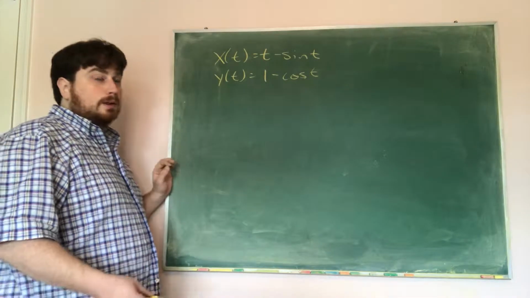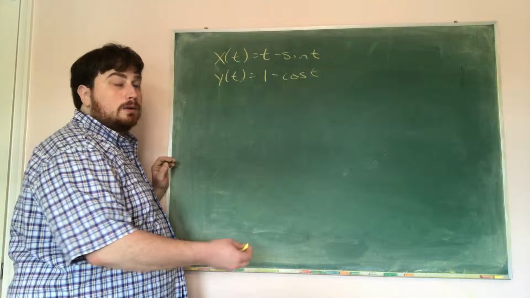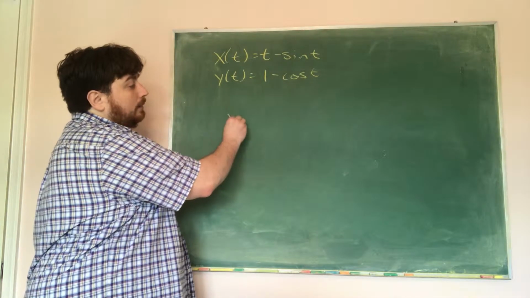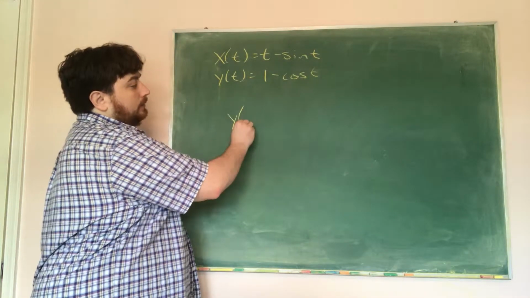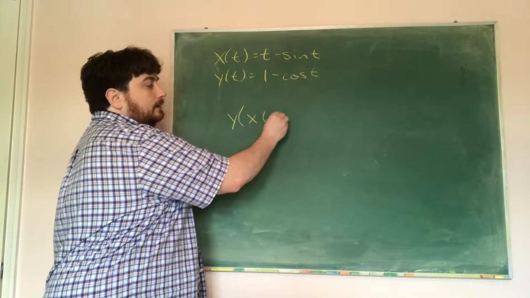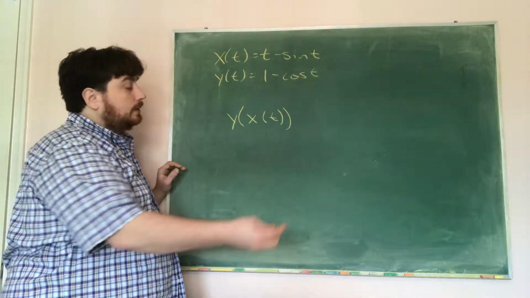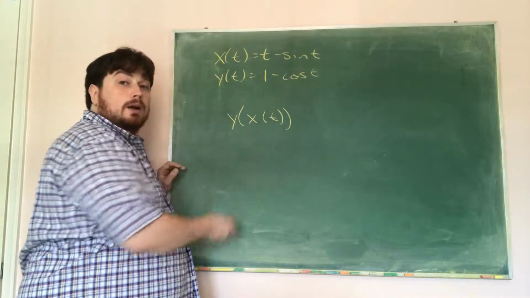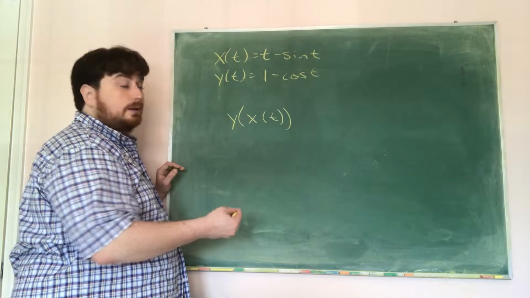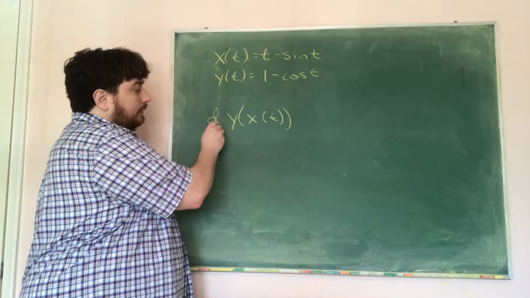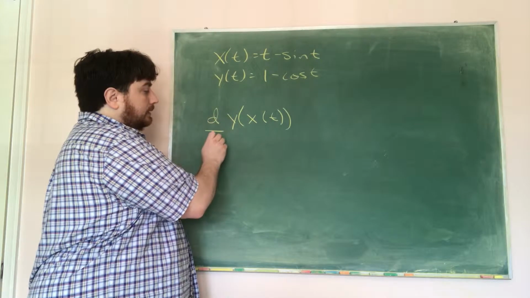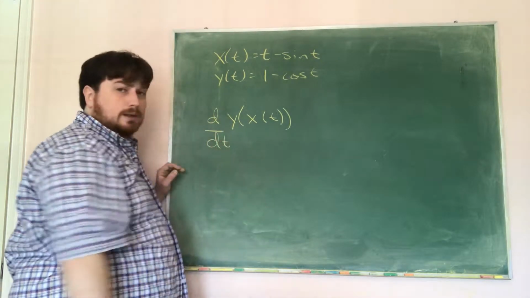Instead what we need to do is we're going to end up using the chain rule, and what we can say is that, well, y is a function, so I can plug x of t into y, and now I'll have a new function where y is a function of x of t. And what I can do is say, well, let's find the derivative of y of x of t with respect to t.